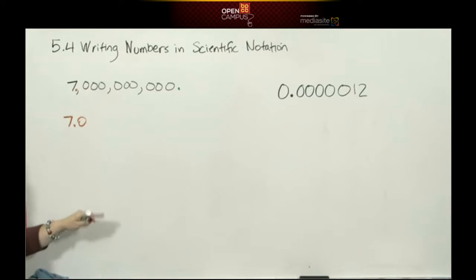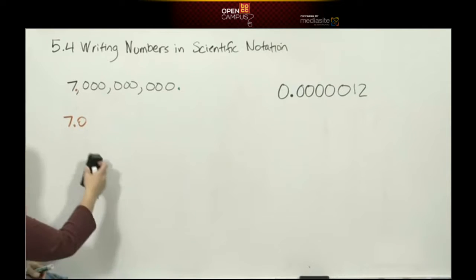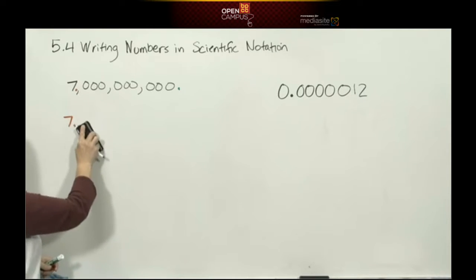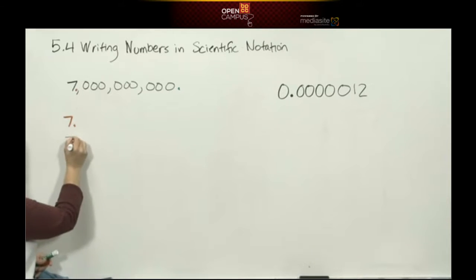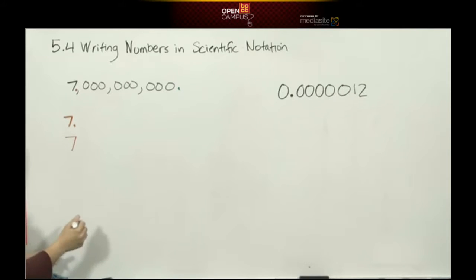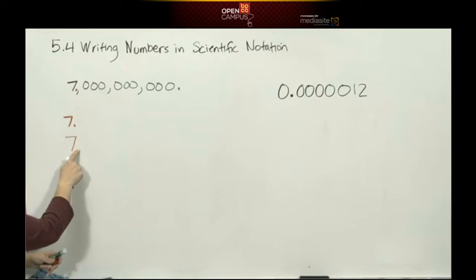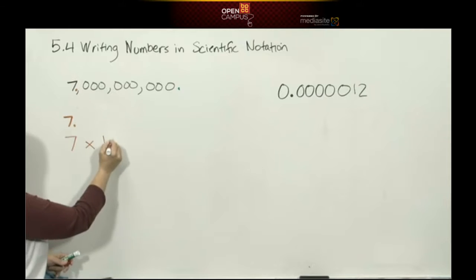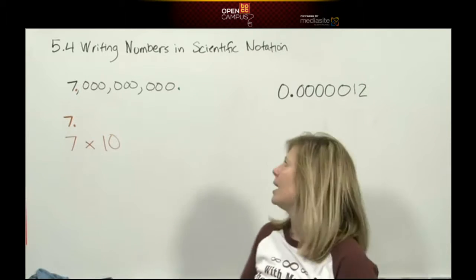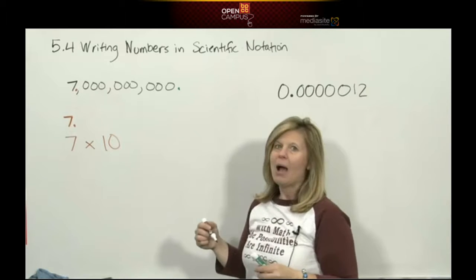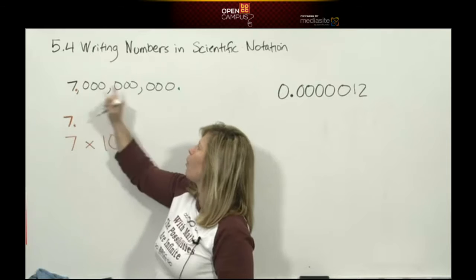Now, I don't need to write the zeros, because that's the whole point of scientific notation, is not to write the zeros. So we would just write 7 decimal point, or we can just write that as 7. Because we know any whole number, if we don't write the decimal point, it's understood to be there. Then we write times 10, because our whole number system is based on powers of 10. And then we count.